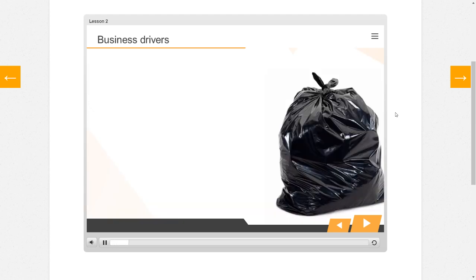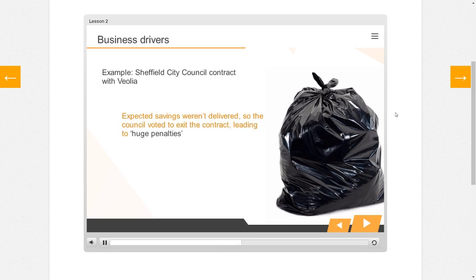An example of the potential cost of inflexible contracts can be found from a council in the United Kingdom. Sheffield City Council had a contract with a waste management organization, Veolia, which was meant to deliver savings. When the expected savings weren't delivered, the council voted to exit the contract early. The cost of this, although classified, was reported as huge penalties. Inflexible contracts can mean high costs for the customer and a poor relationship between customer and service provider.